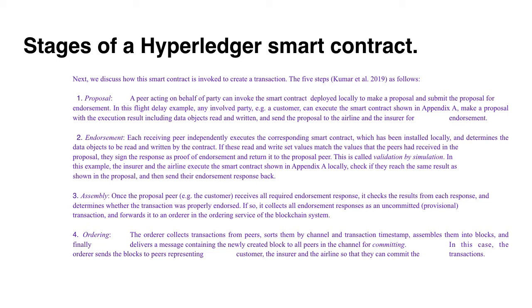In the ordering stage, the orderer collects the transactions from the peers, sorts them by channel and transaction timestamp, assembles them into blocks, and finally delivers a message containing the newly created block to all peers in the channel for committing. In this case, the orderer sends the blocks to peers representing the customer, the insurer, and the airline, so that they can commit the transactions.